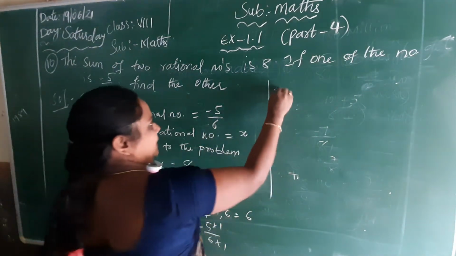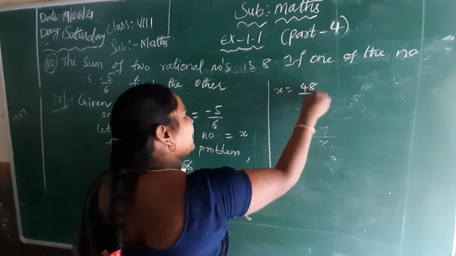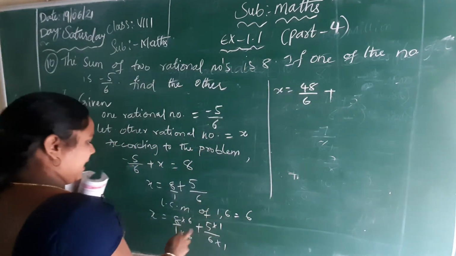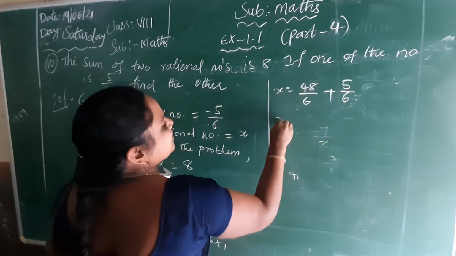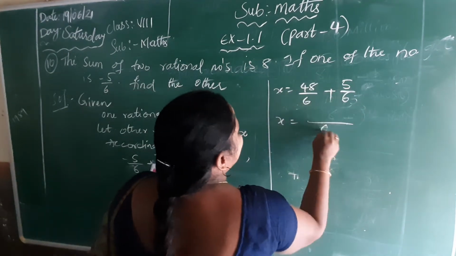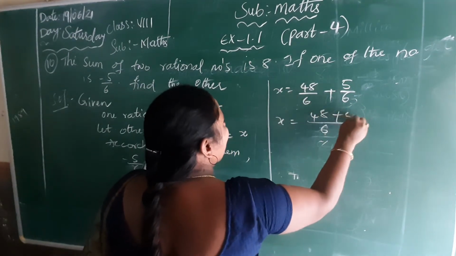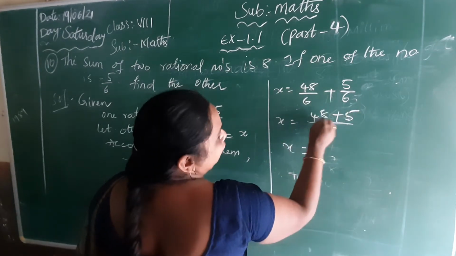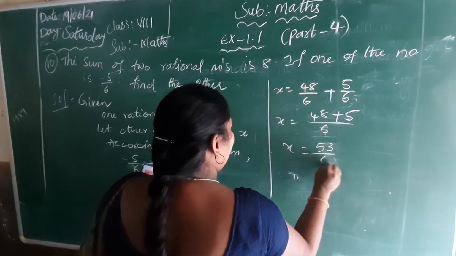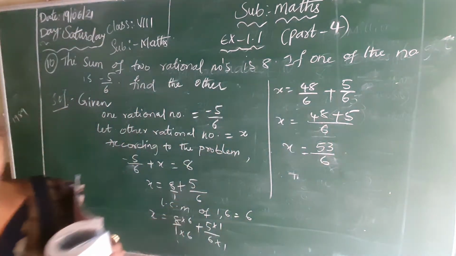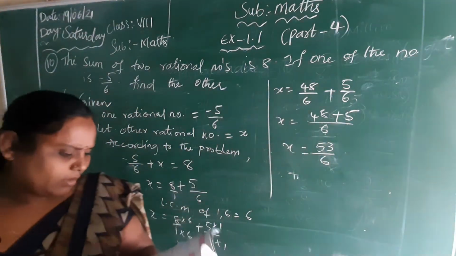Therefore, x is equal to 8 sixes are 48 by 6, plus 5 ones are 5 by 6. Now the denominators are the same, so directly add the numerators. x is equal to 48 plus 5, 53 by 6 is the answer. Okay, 11th one.